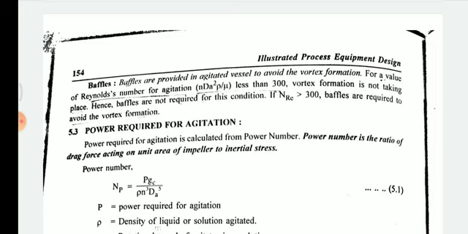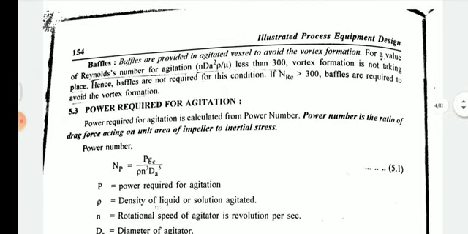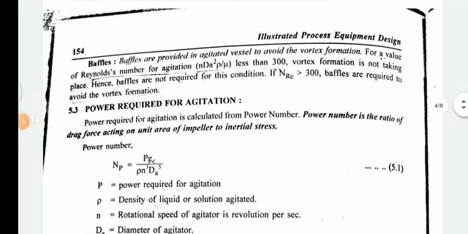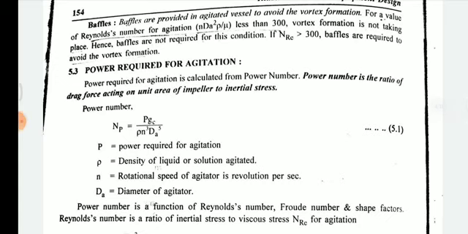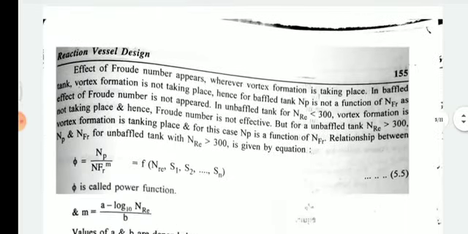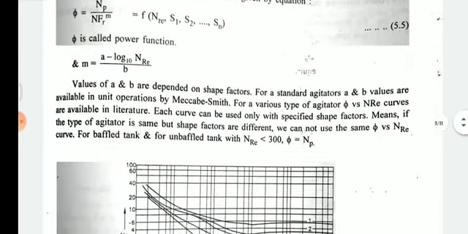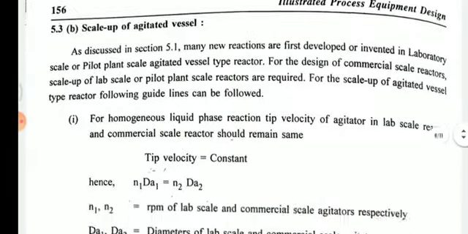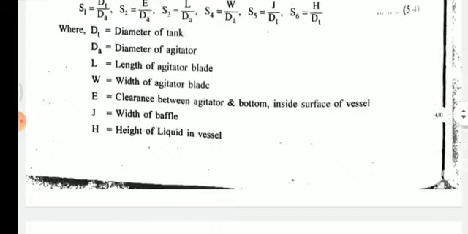So if the Reynolds number is greater than 300, baffles are required to avoid vortex formation. This is the main importance of baffles. In the next lecture we will discuss how much power is required for agitation, how it is calculated, how it is related with the Froude number and how it is applied, and the scale up of agitated vessels.